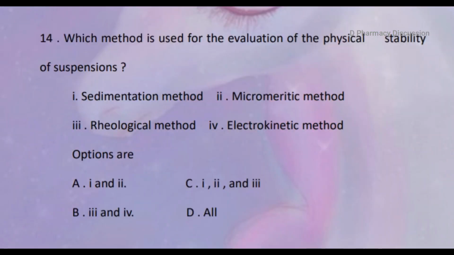Question number 14. Which method is used for the evaluation of the physical stability of suspensions? Options are sedimentation method, rheological method, then electrokinetic method. Now you can choose the correct one from the options. Correct one is option D, all.